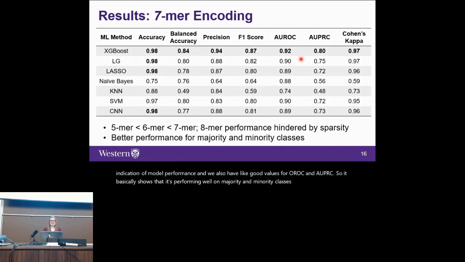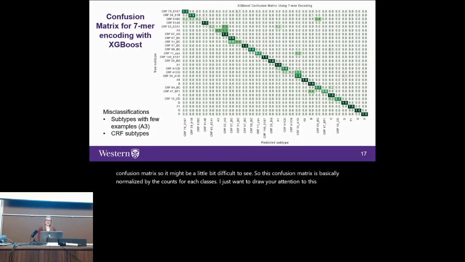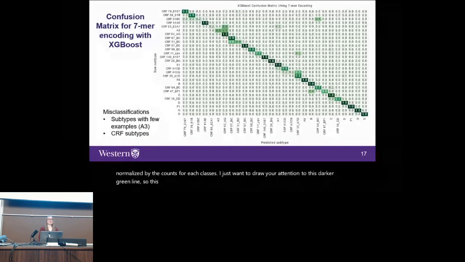But from these metrics, we see there's still some room for improvement, because it would be nice if the AUPRC value were higher. So then for a closer look, we have this confusion matrix. It might be a little bit difficult to see. This confusion matrix is normalized by the counts for each class. And I just want to draw your attention to this darker green line. If we were to see a dark green line going diagonally, it would represent perfect classification.